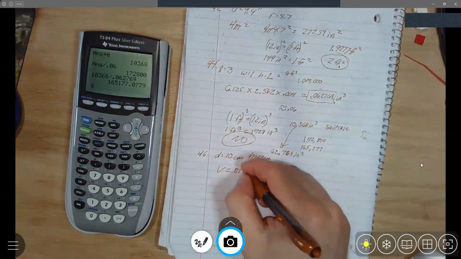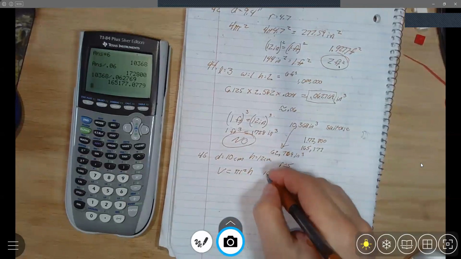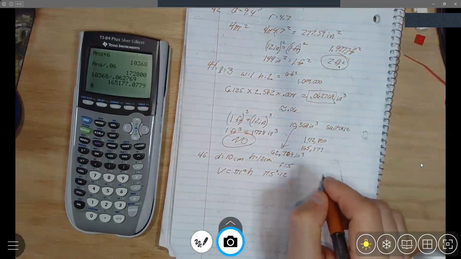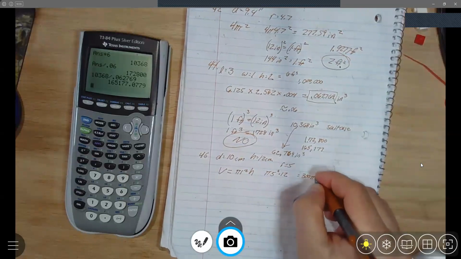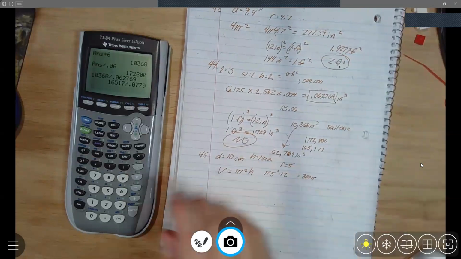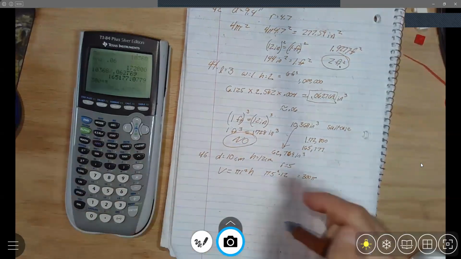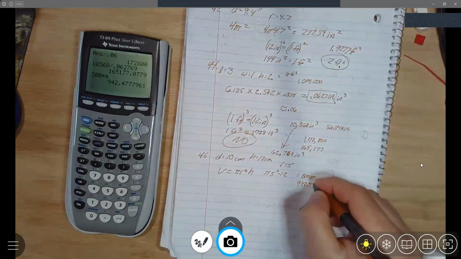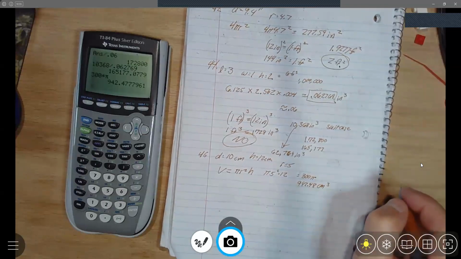So pi r squared h. So r is going to be 5 because diameter was 10. So pi 5 squared times 12. And so you get what? 300 pi. So 942.48 centimeters cubed. This is from 46.